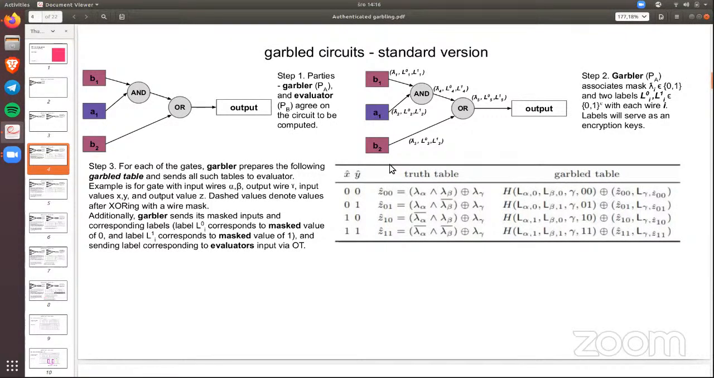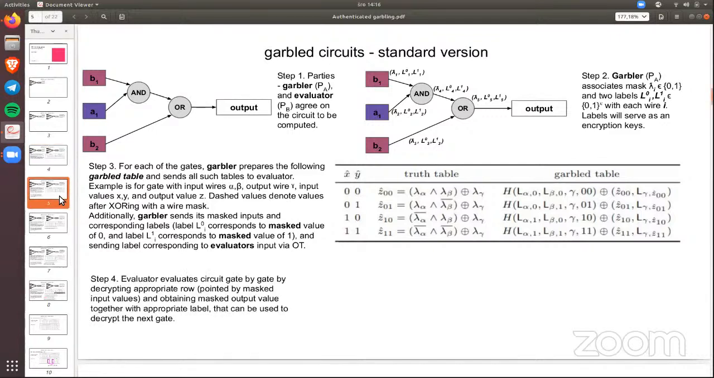Is my cursor visible, by the way? Yeah. Okay. Yeah, I think it's good now for me. Yeah. Okay.